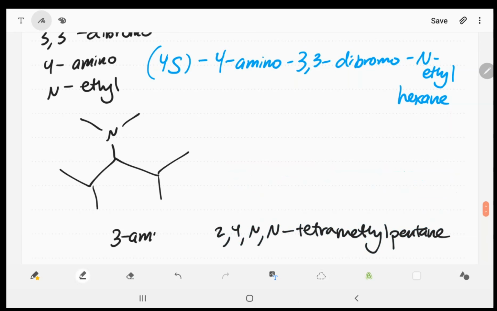So 3-amino-2,4,N,N-tetramethylpentane. So just like before, you would group up all your things, whether they're on the nitrogen or on the carbons. You use numbers if they're on carbons, you use N's if they're on nitrogens. Technically, if you have multiple amines, which is not something I'm going to give you, you have to specify which N it's on, but that's not something we're going to see here. We're not going to have anything more complex than something like this with a couple more substituents on it. So, all right, that's how we name amines.